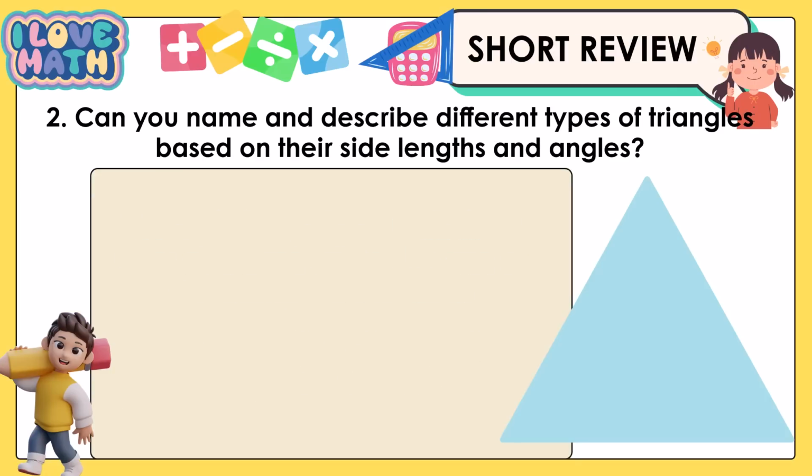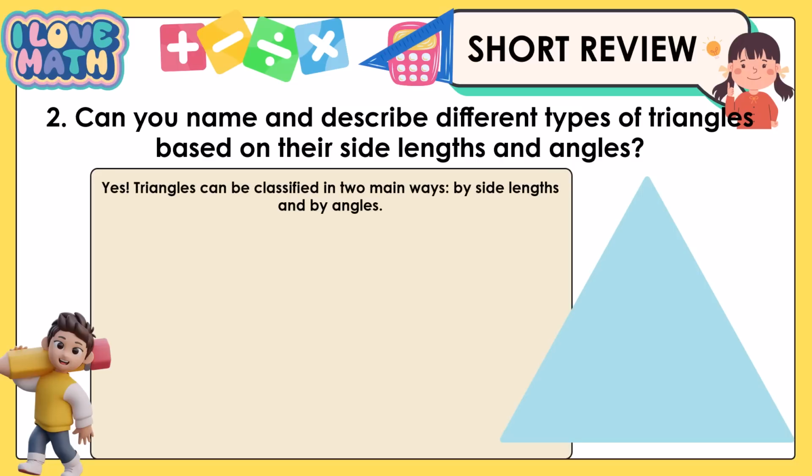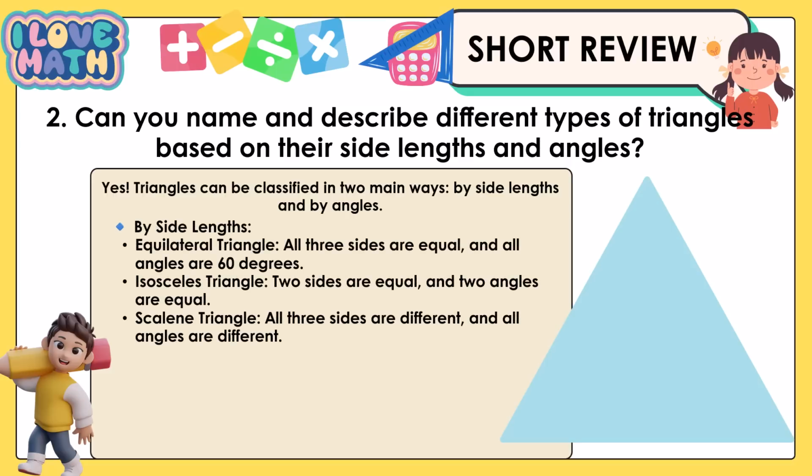Number 2, can you name and describe different types of triangles based on their side length and angles? Answer: yes. Triangles can be classified in 2 main ways, by side lengths and by angles. By side lengths, equilateral triangle, all 3 sides are equal and all angles are 60 degrees.